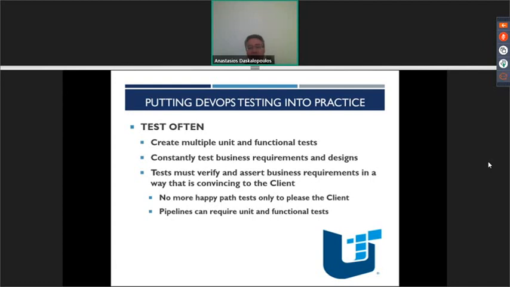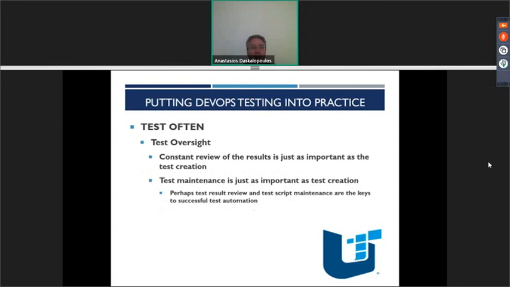And you also have to know your pipelines, which can require unit and functional tests. This morning, we've been talking a lot about Jenkins. I have used Jenkins in the past, but now, for example, we're using GitLab CI. So we can't speak specifically about pipelines. It's just whatever system your project is doing.